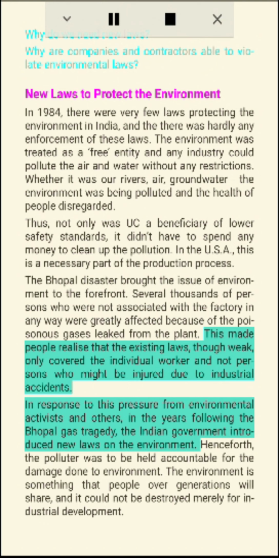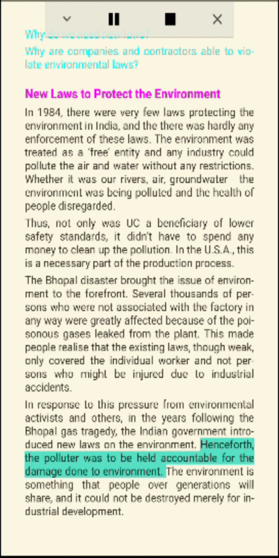This made people realize that the existing laws, though weak, only covered the individual worker and not persons who might be injured due to industrial accidents. In response to this pressure from environmental activists and others, in the years following the Bhopal gas tragedy, the Indian government introduced new laws on the environment. Henceforth, the polluter was to be held accountable for the damage done to environment. The environment is something that people over generations will share, and it could not be destroyed merely for industrial development.